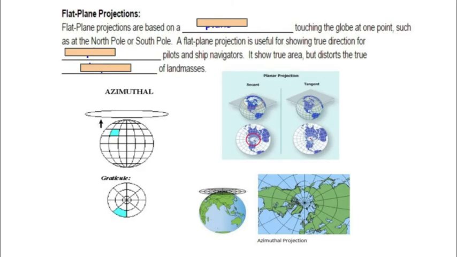We also have the flat plane projection. Flat plane projections are based on a plane that touches the globe at one point, such as at the North Pole or the South Pole. Flat plane projection is useful for showing the true direction for airplane pilots or ship navigators. It shows true area but distorts the true shape of a landmass.